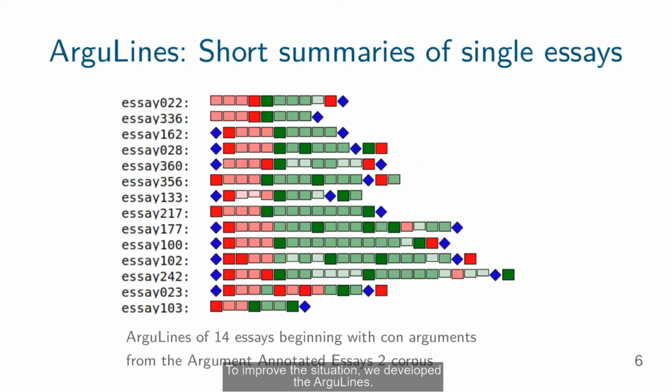To improve the situation, we developed the argulines. Each arguline represents a single essay. The red, green, or blue glyphs each represent an argumentative text chunk, or argument unit. Blue is the thesis statement or major claim, green units support the major claim, and red units contain counter-arguments.